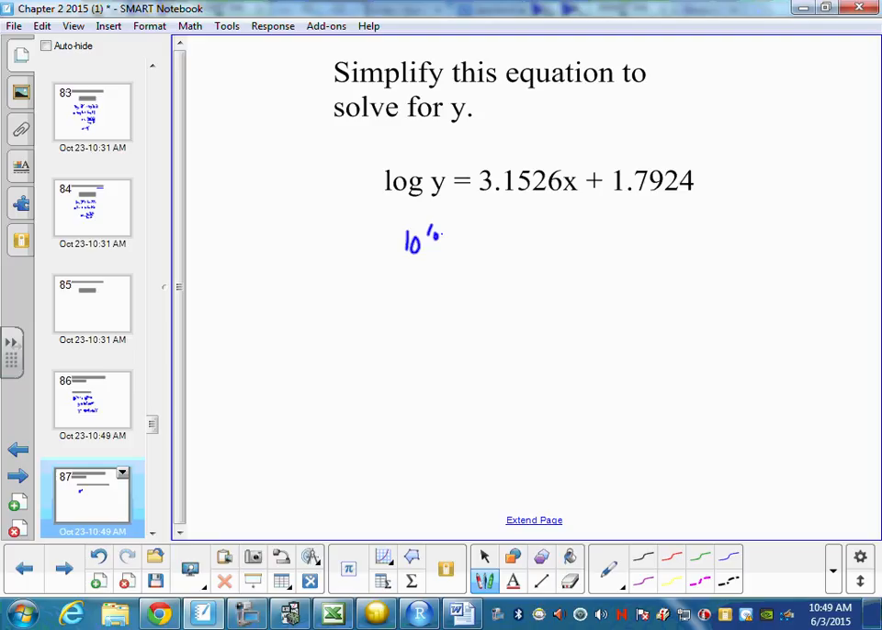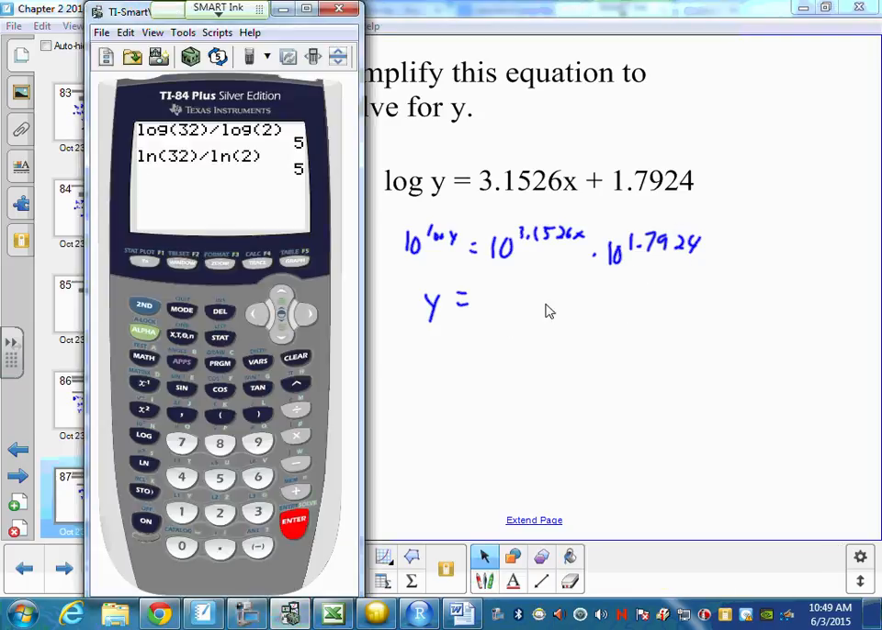So when I take 10 to the log of y equals 10 to the 3.1526x times 10 to the 1.7924. Now this one, since it has the exponent, I like to write that second. So this becomes y. I like to write the thing that's the number first. So let's take our calculator. 10 to, there is a button, or you can just push it, but second log is the 10 to the. So we can do 1.7924, and that gets us to 62.